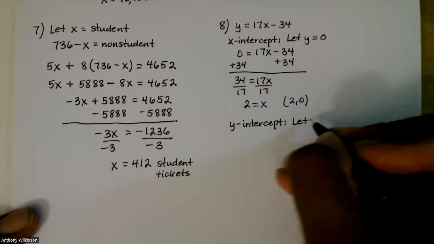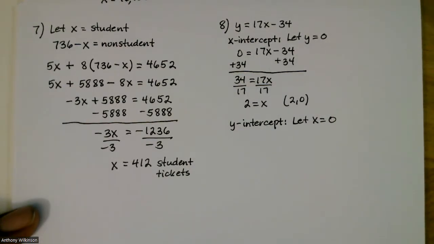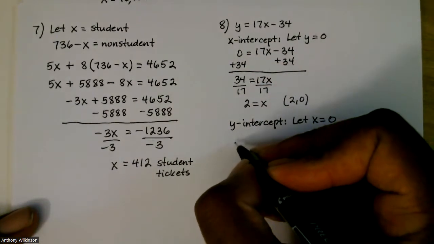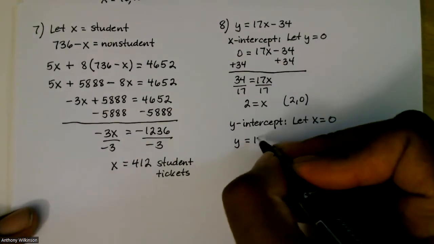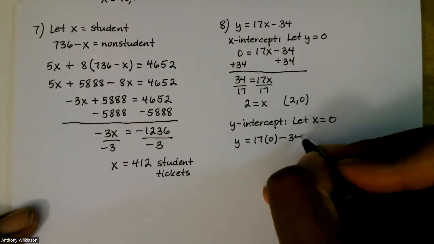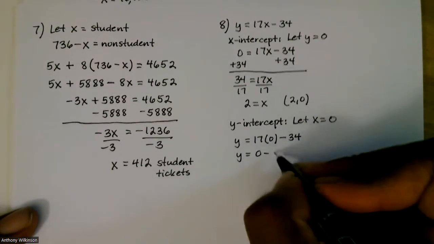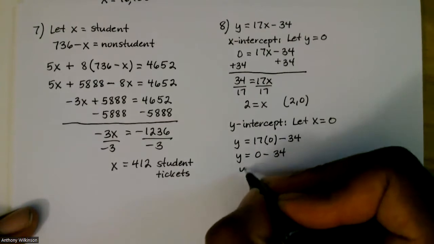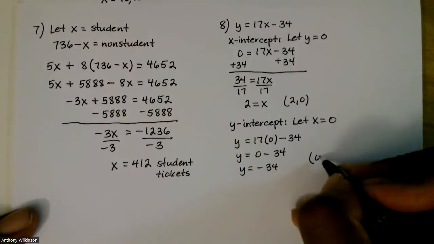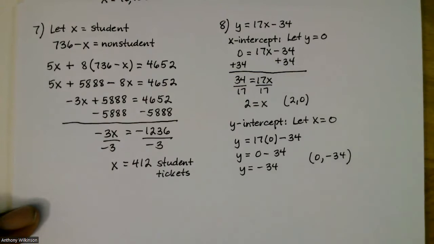Anytime you find the Y-intercept, you always let X equal to 0 and solve for Y. So using Y equals 17X minus 34, we substitute our X with 0. So I have Y equals 17 times 0 minus 34. 17 times 0 is 0. 0 minus 34 equals negative 34. So the Y-intercept is the point 0, negative 34.